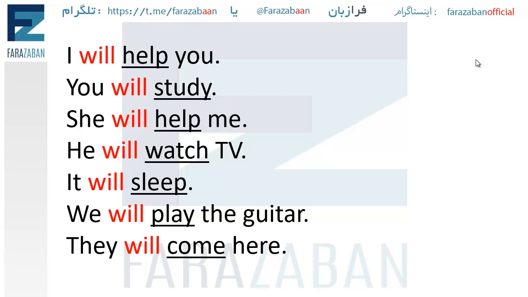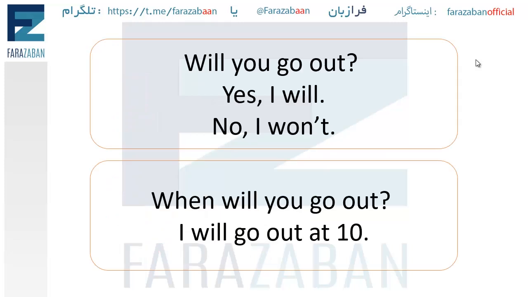This is the base form of the verb. Okay? Base form. No S, no ing, no ed, nothing. Just the base form of the verb. An example of the question: will you go out? Yes, I will. No, I won't. This is a yes-no question. Now, an example of a WH question: when will you go out? I will go out at 10.